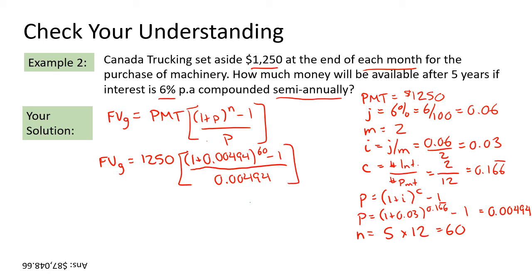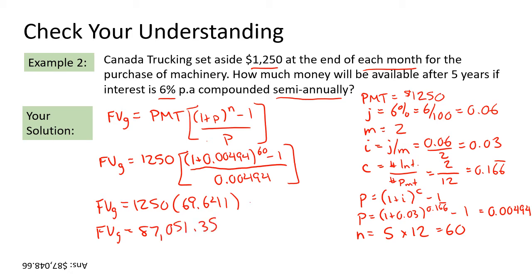If you calculate everything in the brackets out, you get 69.64. So you end up with your future value equal to 1250 times 69.641, and again, that's rounded. What that gives you is a future value of $87,051.35. Again, slightly different than the answer that I've shown, but a lot of that comes down to each of these items being rounded.